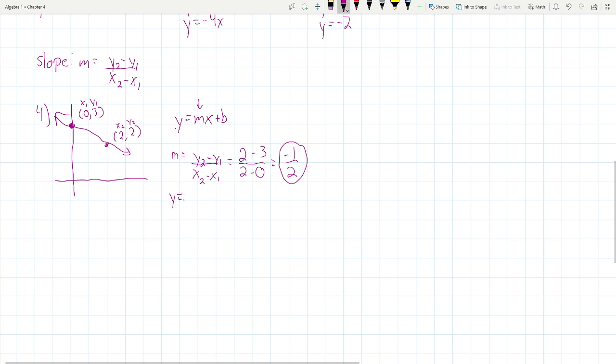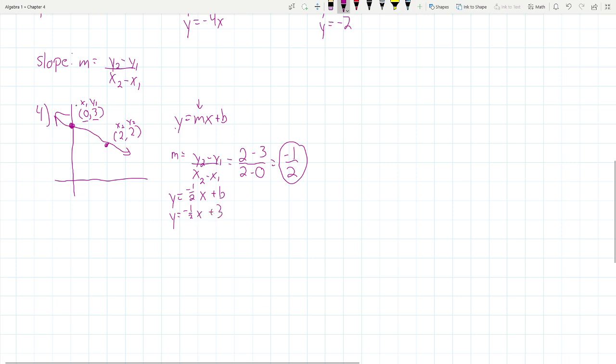So now we have y equals, our m is negative 1/2 x, but we still don't know our b. Our b is, when x is 0, what does y equal? In this case, it actually already gave it to us. It already gave us a spot when x is 0, what was my y? And so I write that in. So I go y equals negative 1/2 x plus 3.